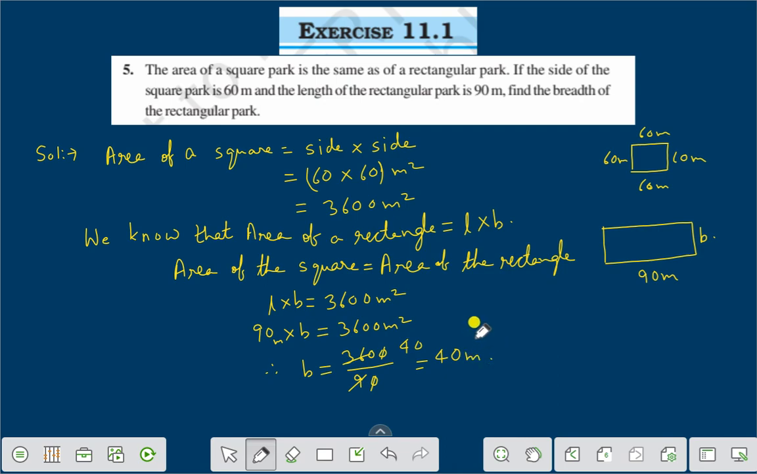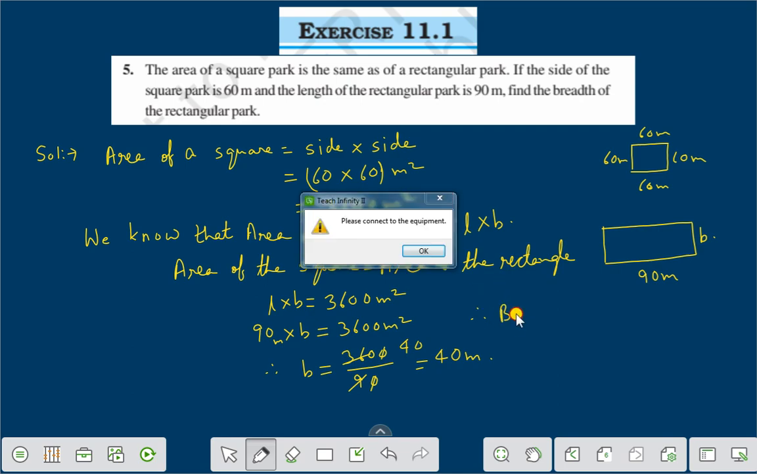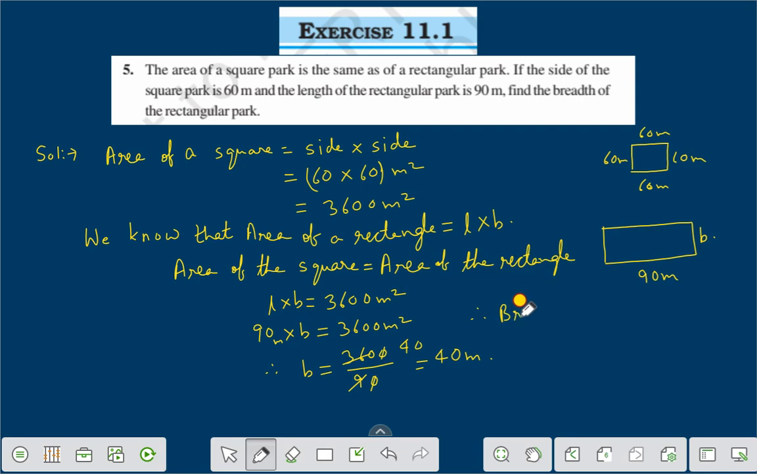What is the question? Find the breadth of the rectangular park. Therefore, we can say, breadth of the rectangular park is 40 meter.